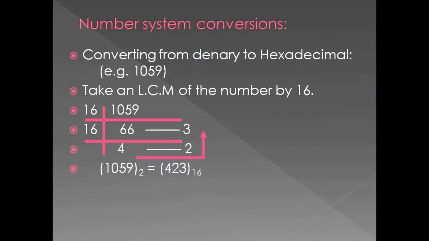Converting from denary to hexadecimal, the method is similar to converting into binary. Just take an LCM, but this time take an LCM with 16. For example, you have the number 1059. 16 into 1056, 3 is remainder, then 16 into 64, 2 is remainder, so 4 2 3. Again we start from the bottom and move gradually towards up. 4 2 3 with the base 16 would be the answer in hexadecimal.